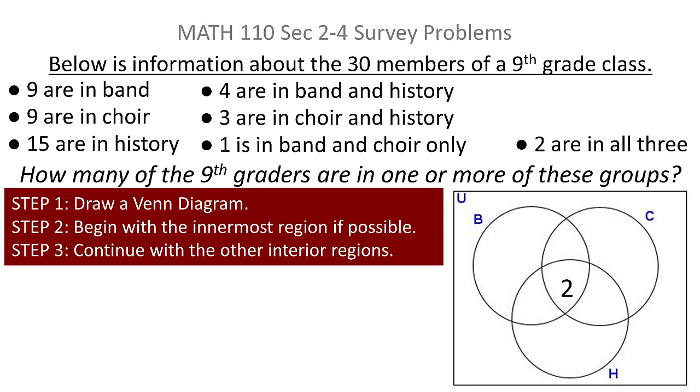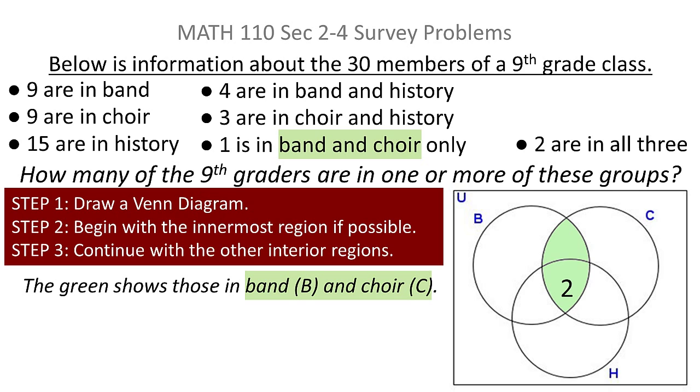And keep moving. Go to these other interior regions. You sort of start in the middle and you wind your way out. So, for instance, I might want to look at the region I have shaded in green here. I call it a football-shaped region. It's that region right there. That's where the B and C circles overlap. So those are the people that are in band and choir. But remember, and I referred to this in the previous problem, that the word only is something you should watch out for, because in the other problem it wasn't there, but in this particular part of this problem it is there. It says that there is one person in band and choir only.